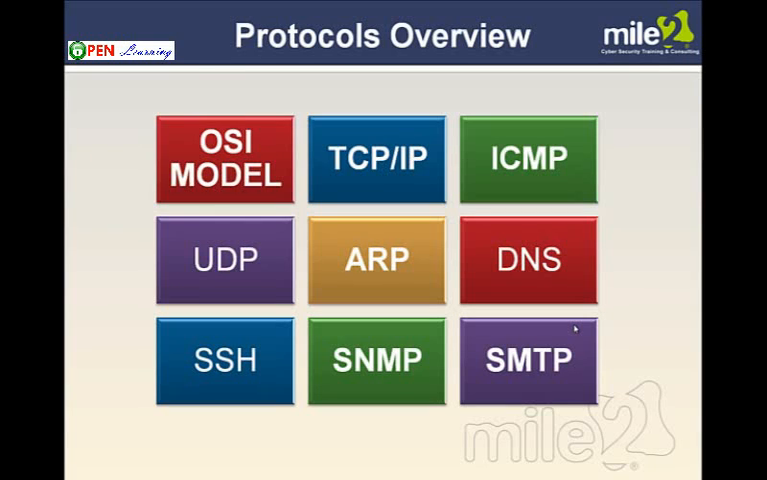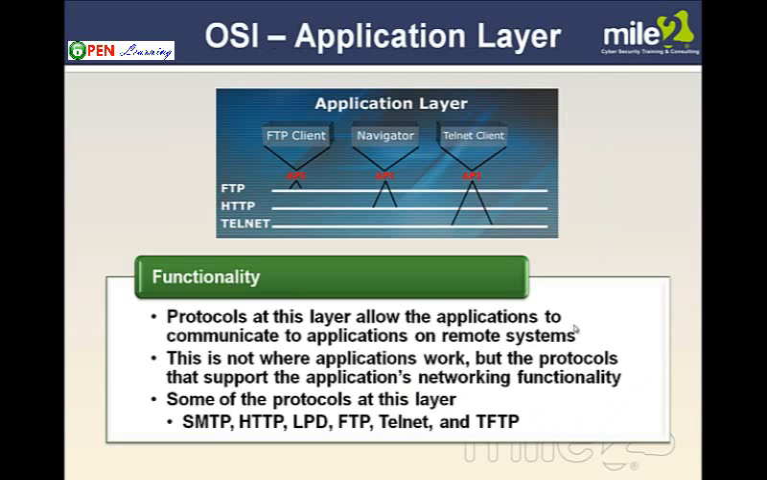In this chapter, we'll be looking at the OSI model, TCP/IP, ICMP, UDP, ARP, DNS, SSH, SNMP, and SMTP.